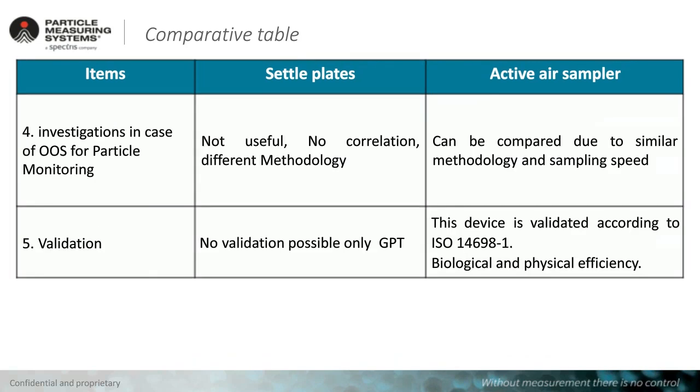Another important aspect is that you may have to investigate excursions out of specification for the particle monitoring side of things, so just for the particle testing that you're doing in continuous and critical areas. If you have excursions there, settle plates are really not useful because there is no correlation. They use a completely different methodology, but active air sampling is also a volumetric methodology that aspirates particles according to their size. They are very similar in terms of methodology and can be taken into account.